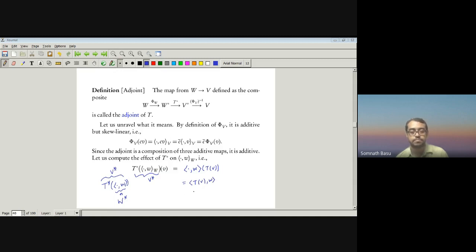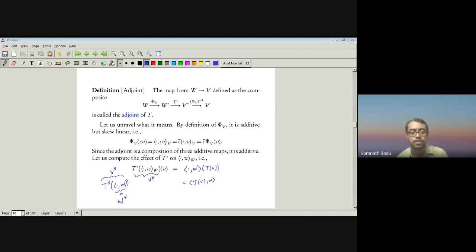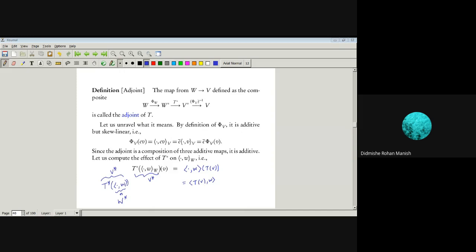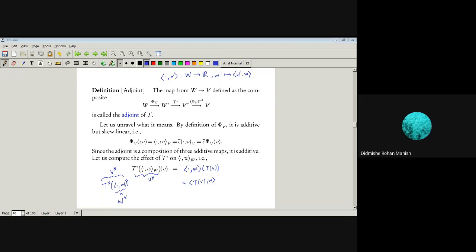Okay? But how is dot w evaluated at Tv the same as Tv comma w? Well, that is what we said, right? When you have dot w, this is a map from W to R. So how is this map defined? w prime goes to w prime dot w, right? Okay, so the notation was confusing me.